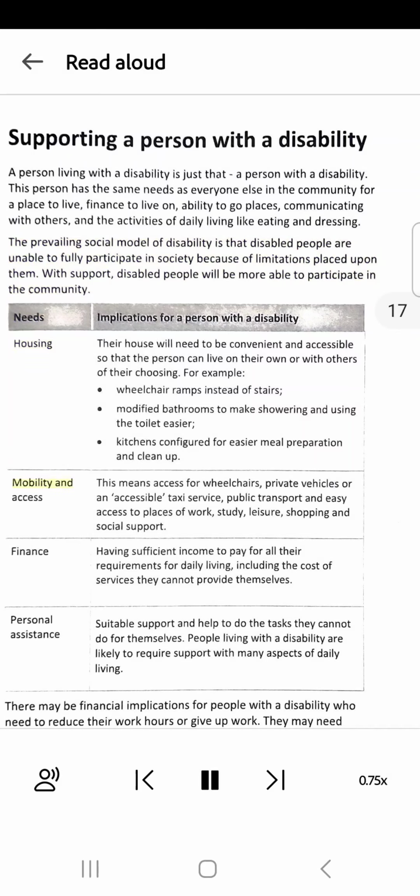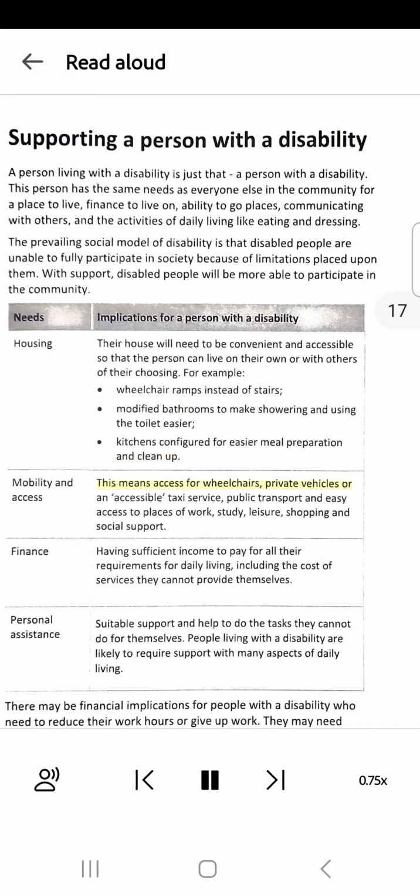Needs: housing, mobility and access, finance, personal assistance. Implications: for a person with a disability, their house will need to be convenient and accessible so that the person can live on their own or with others of their choosing. For example, wheelchair ramps instead of stairs, modified bathrooms to make showering and using the toilet easier, kitchens configured for easier meal preparation and cleanup.